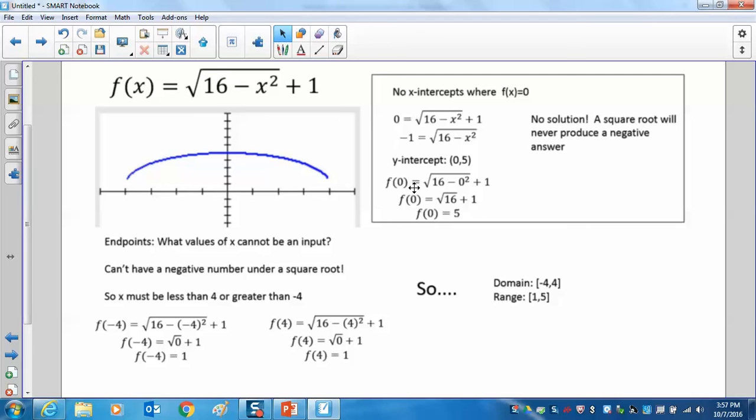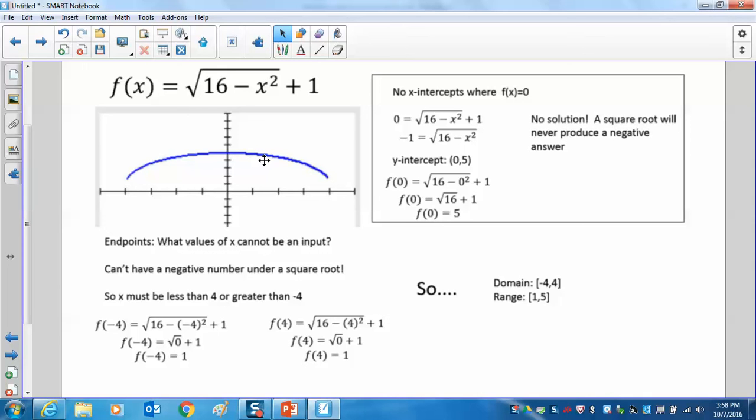Our y-intercept is always where we plug in 0 for x and solve for y. So if you look over here, I plugged in 0 for x. So we get the square root of 16 minus 0 squared plus 1, which is the square root of 16 plus 1, which is 5. So we'd say that our y-intercept is the ordered pair 0, 5, which we can confirm on our graph. When we plug in 0 for x, we get a y value of 5.